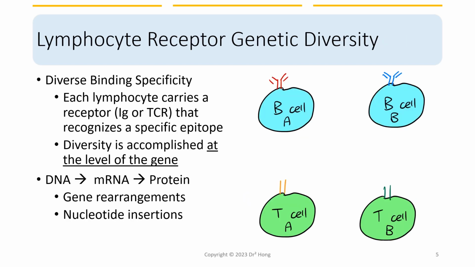This graphic represents what I just talked about. You have two different B cells here and two different T cells here. They carry different receptors as illustrated with different colors. Each one is specific for a given epitope, or a part of the antigen, and their diversity is accomplished at the level of genes, through specific mechanisms we call gene rearrangement and nucleotide insertions, to create an enormous number of combinations to generate these different specific receptors.